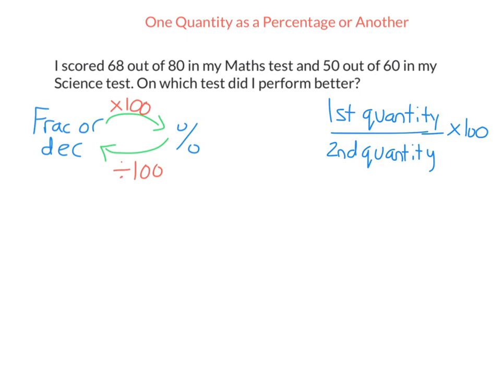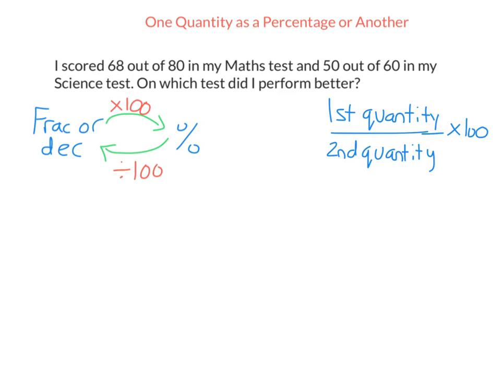So we're going to start by finding one quantity as a percent of another. So these type of questions are where you don't know the percent already. So to illustrate the usefulness of this, we're going to go through this example. So let's say I scored 68 out of 80 in my maths test, 50 out of 60 in my science test. On which test did I perform better?